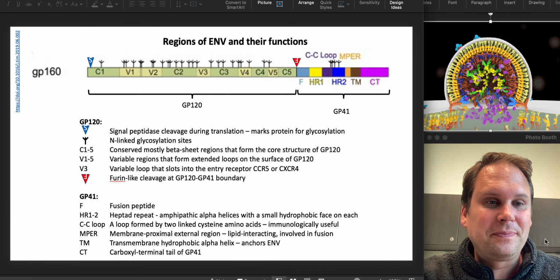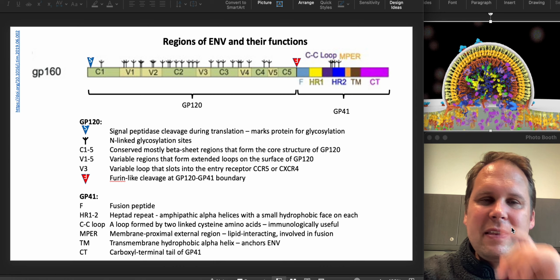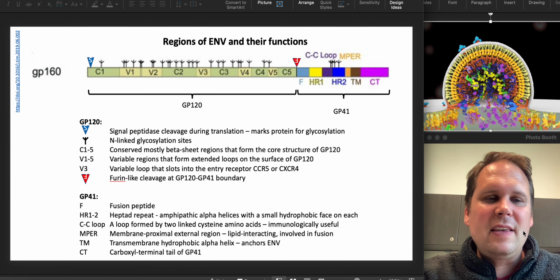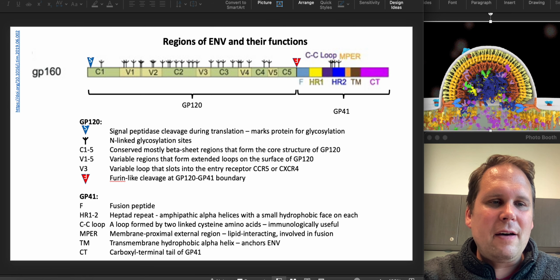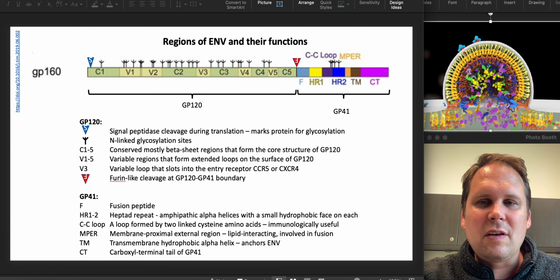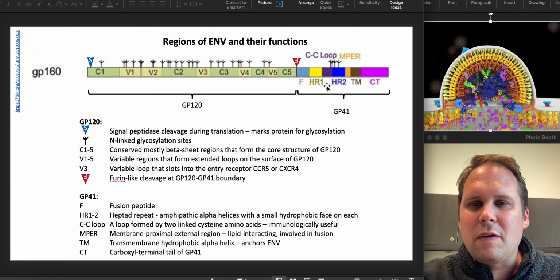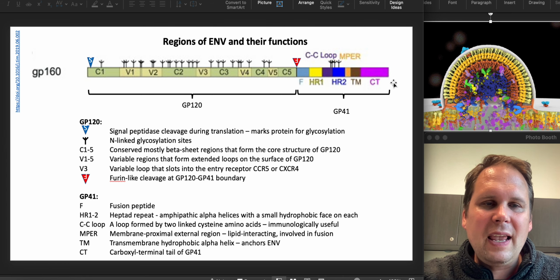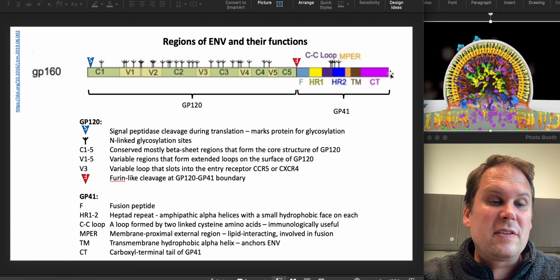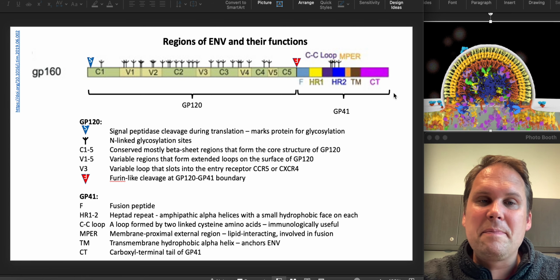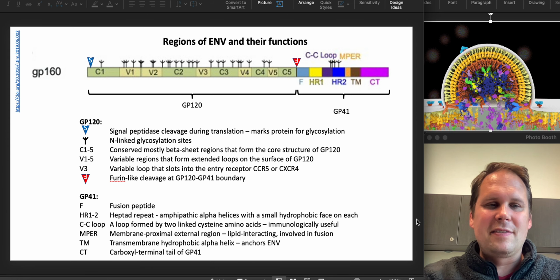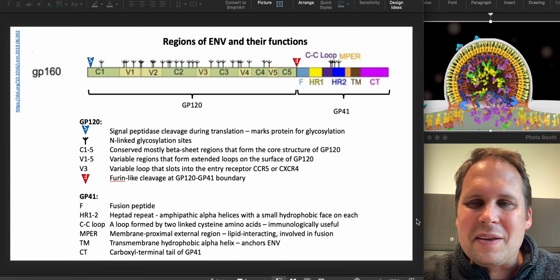All right. Now let's break this down a little bit further. So this is a map of the envelope protein. From the start of the protein, which is called the amino terminus or N terminus, to the end of the protein, which is called the carboxyl terminus, this is the order of all the features. So let's have a look at them.